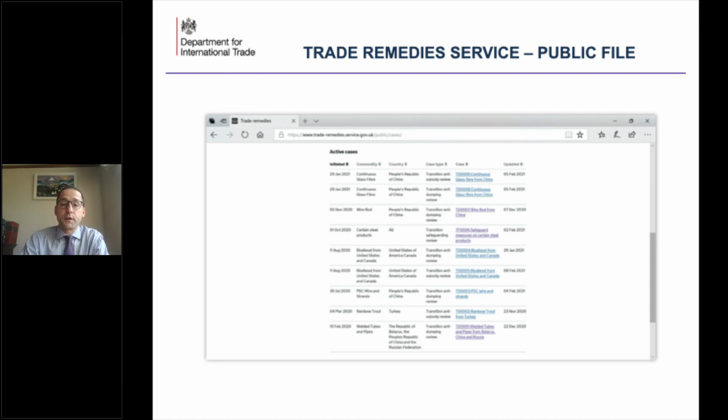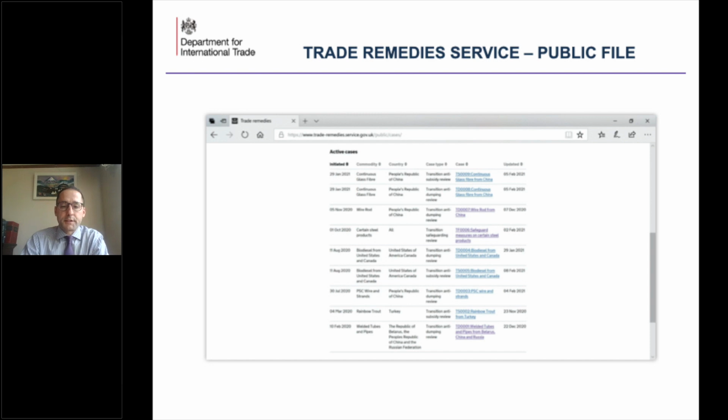So here's just a screenshot of the landing page when you're looking at the active cases that we have on at the moment. As you can see, welded tubes at the bottom, that's initiated in February last year, and at the top, most recently, just a couple of weeks ago, two parallel transition reviews on glass fibres, an anti-dumping and an anti-subsidy transition review were initiated. So that's the list of the current active transition reviews.